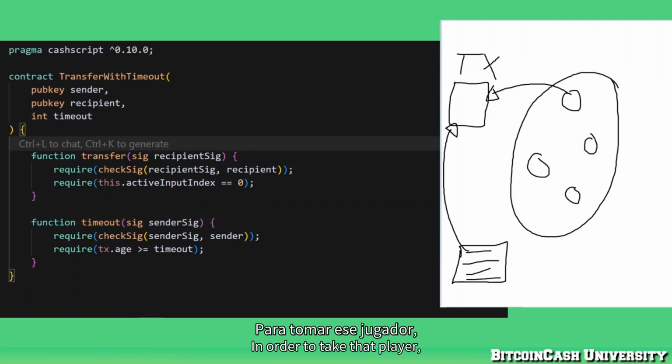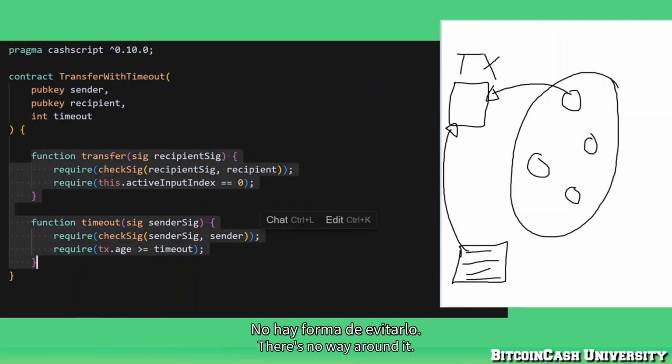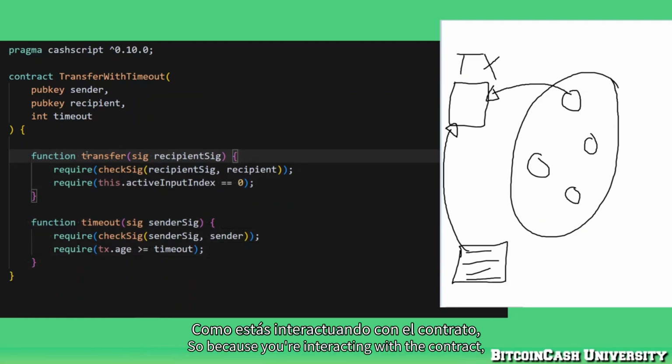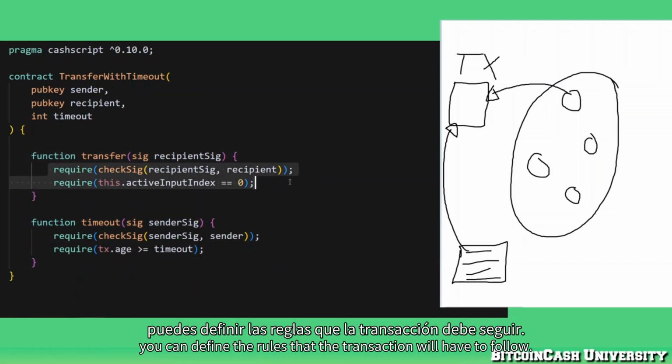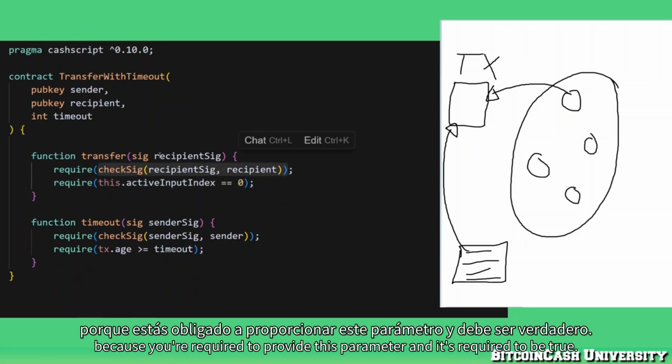In order to take that player, you have to call one of these functions on the contract. There's no way around it. You have to use one of them. So because you're interacting with the contract, you can define the rules that the transaction will have to follow. And that's why this check signature works, because you're required to provide this parameter and it's required to be true.